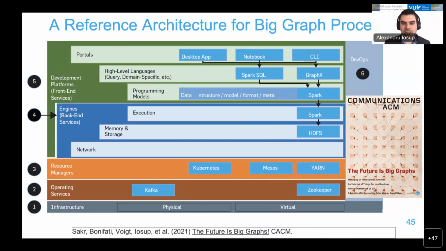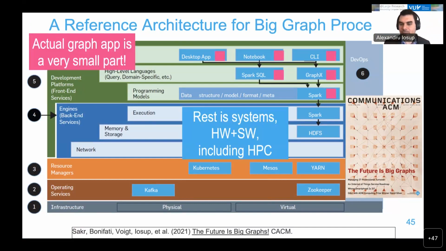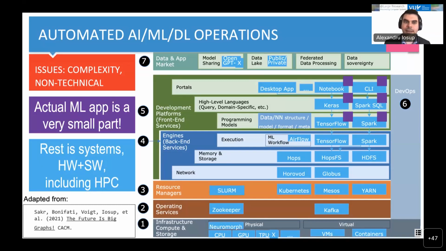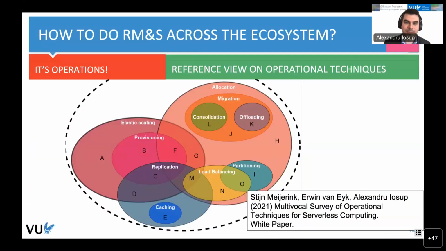For graph processing, it looks like this. For AI and ML, it looks very similar, except that the parts that need to be coordinated, these blue boxes, are many more. And the observation, both for AI and for graph processing, is that the applications are very small particles. Everything else around them gets automated and coordinated without the developer of the application knowing. This is what we call the modern world of either cloud computing or, if certain properties are met, serverless computing.